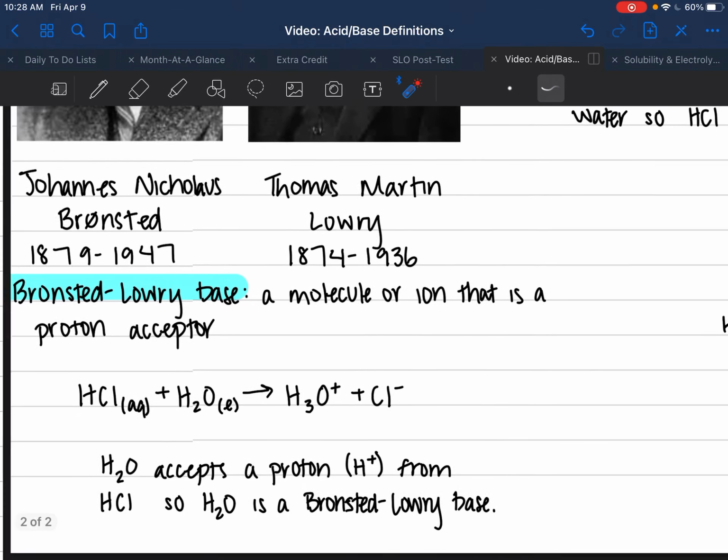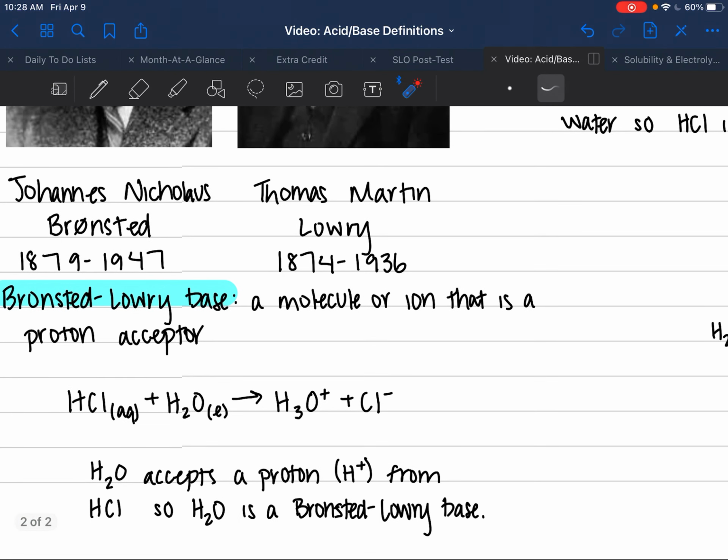For a Bronsted-Lowry base, they've said that it is a molecule or ion that is a proton acceptor. So again, let's look at that same chemical reaction. We have HCl plus H2O react to form that hydronium and that chlorine ion. Notice here that H2O, that water, is accepting that proton that the HCl gave away. So by this definition, water in this instance is a Bronsted-Lowry base.